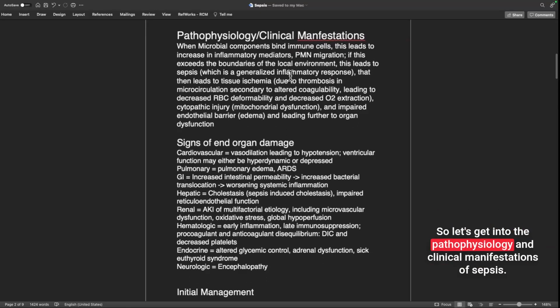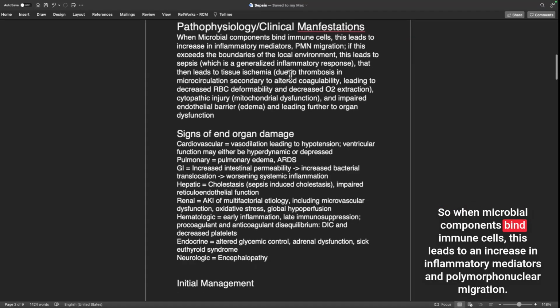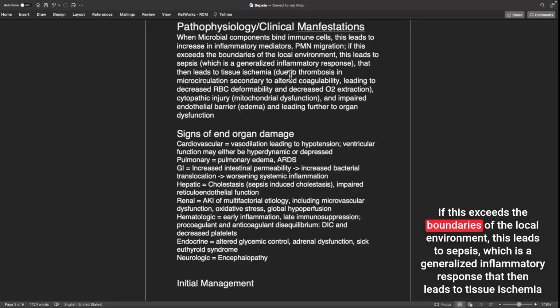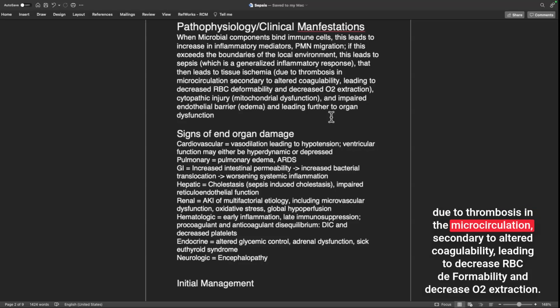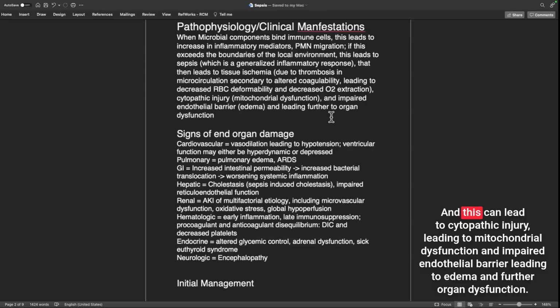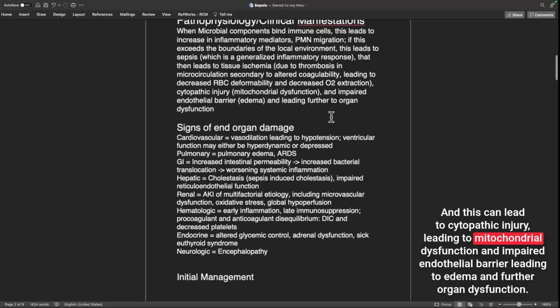So, let's get into the pathophysiology and clinical manifestations of sepsis. So, when microbial components bind immune cells, this leads to an increase in inflammatory mediators and polymorphonuclear migration. If this exceeds the boundaries of the local environment, this leads to sepsis, which is a generalized inflammatory response that then leads to tissue ischemia due to thrombosis in the microcirculation, secondary to altered coagulability, leading to decreased RBC deformability and decreased O2 extraction. And this can lead to cytopathic injury, leading to mitochondrial dysfunction, and impaired endothelial barrier, leading to edema and further organ dysfunction.